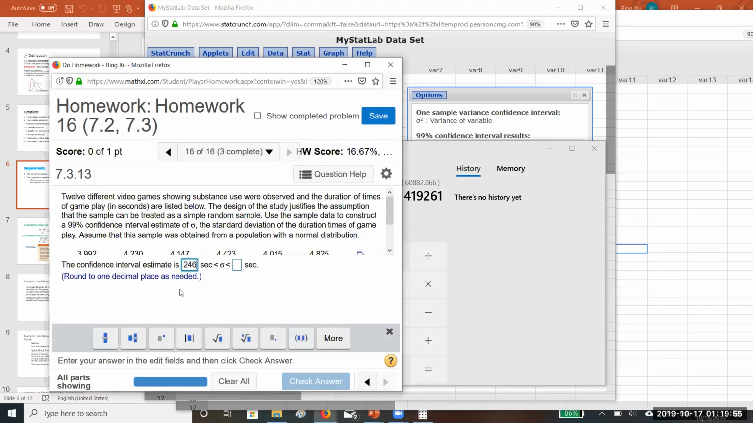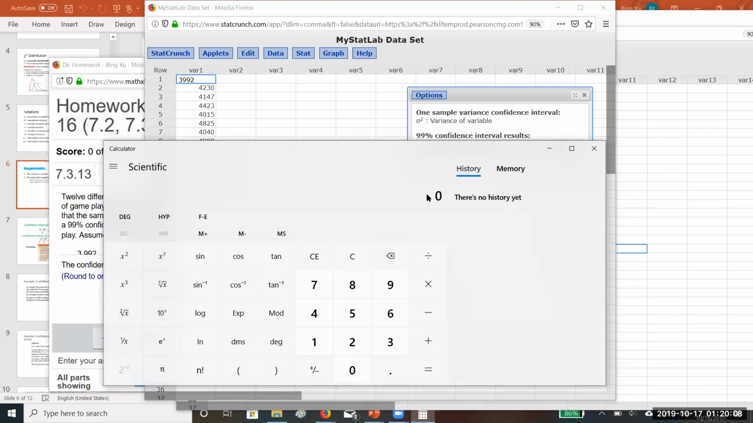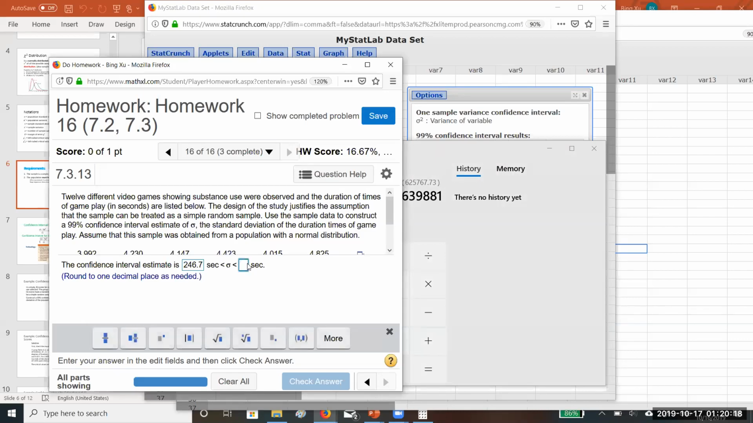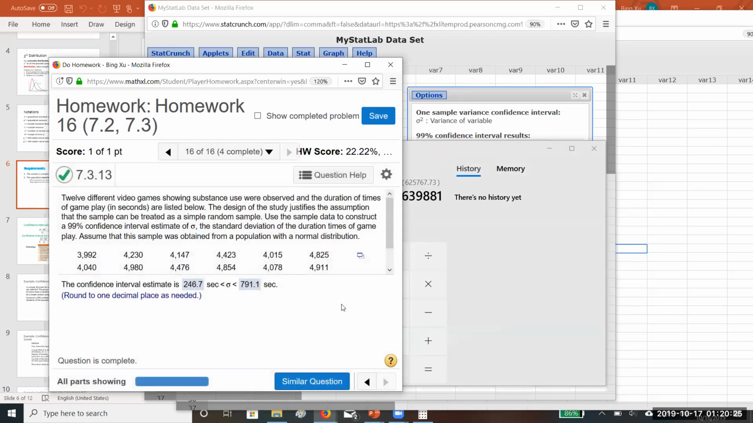So much easier than even what I figured out. 246.7. And the other one is this one. Just copy and calculator. Paste and square root. So 791.1. Yep, 791.1 and check. There you go. Okay, done. Oh my gosh, that's just crazy.